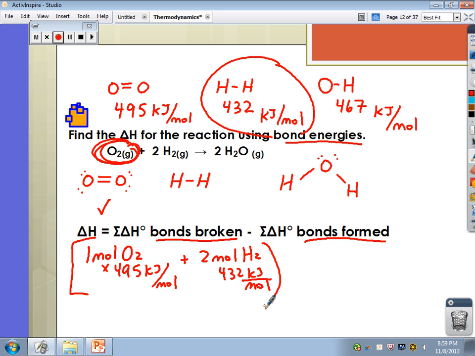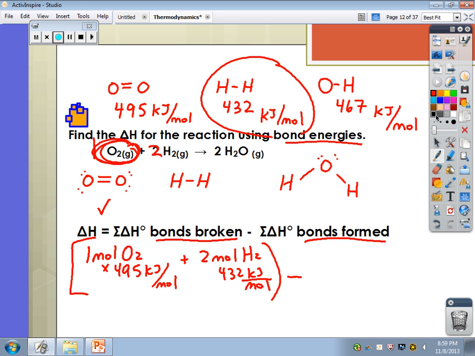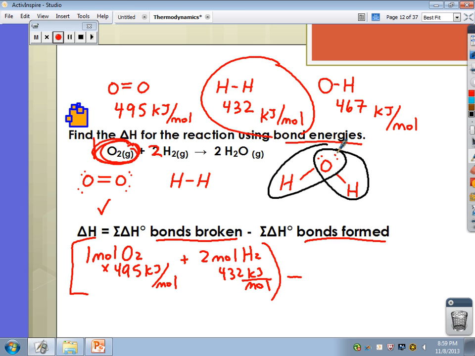Those are all my breaking bonds. I've taken care of my moles, 1 mole here and 2 moles here. Now I'm going to subtract the sum of the delta H's for the bonds formed. Look at water right here. In water, I have 1 OH bond here and 1 OH bond here. And I've got the value for only 1 OH bond here, so I'm going to say I've got 2 moles of OH bonds, don't I? Because I have 2 moles in 1 water molecule.